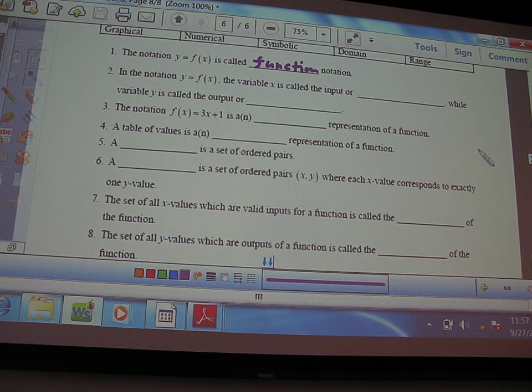In the notation y equals f of x, the variable x is called the input or the independent variable. We'll learn about that in statistics. While y is called the output or the dependent variable.